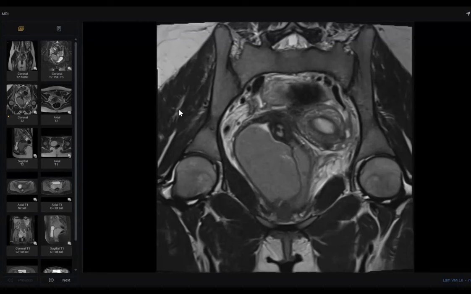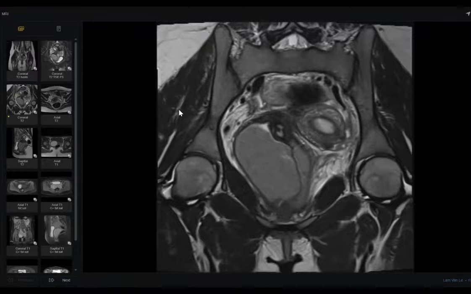So your final diagnosis, please? It is a Mullerian or congenital anomaly which is present in this patient with uterine didelphys, two cervixes, as well as a transverse vaginal septum with imperforate hymen, which is causing accumulation of blood products within the vagina.